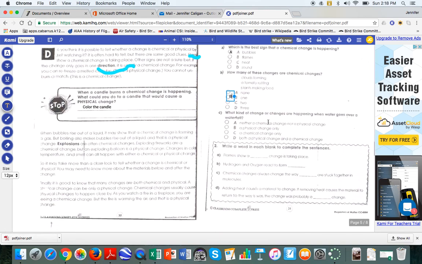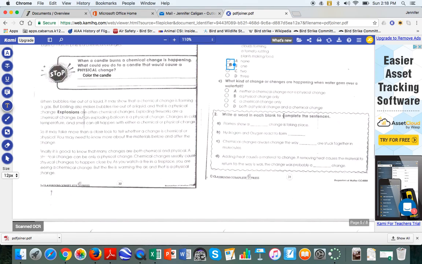B. What kind of change or changes are happening when the water goes over a waterfall? I don't think that's chemical or physical because all it is, is water going over a waterfall. So I'm thinking that is A. Well, let me do that again. I think that's A.